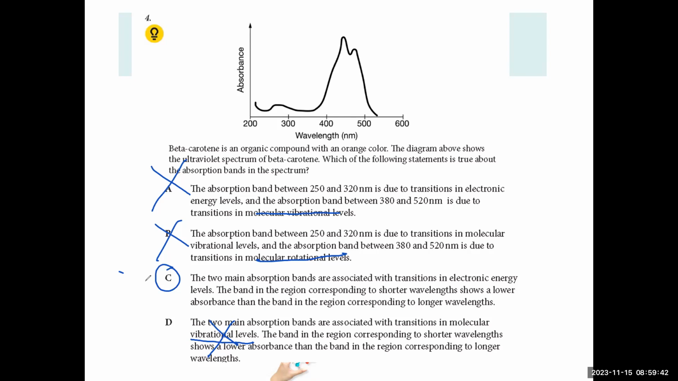Now focus on C. Both of them, one is this, the other one is this. Both of them are associated with transition. That's right. This is UV and this is visible. C is the option. So these questions are very, very simple.